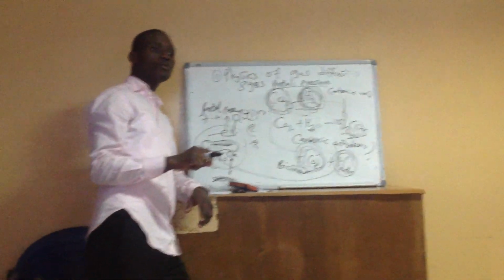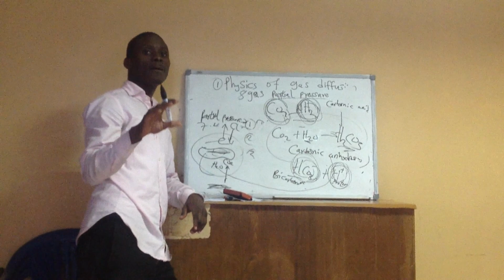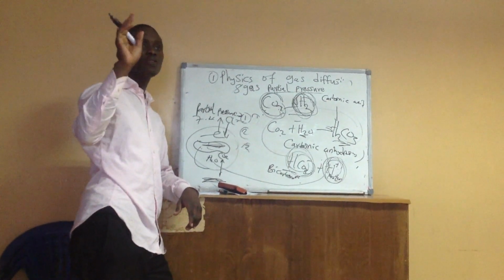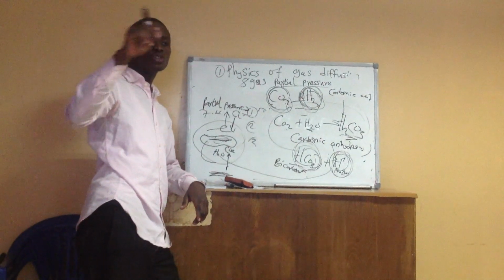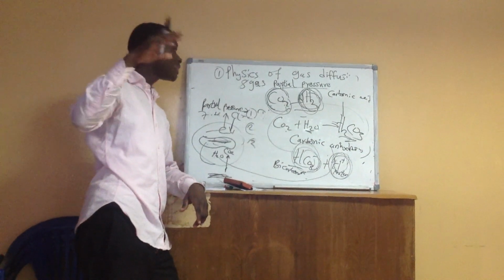Now, the third form is what? The dissolved form. Of course, we know that dissolved form is due to what? Partial pressure. So anytime we have oxygen carried in dissolved form, we say partial pressure. Carbaminohemoglobin, we know is what? CO2 binding to the amino part of the hemoglobin molecule.